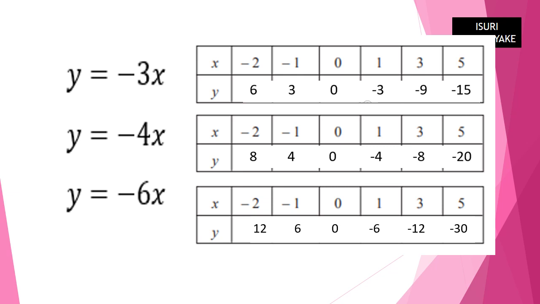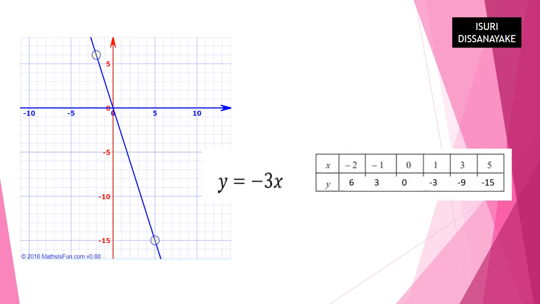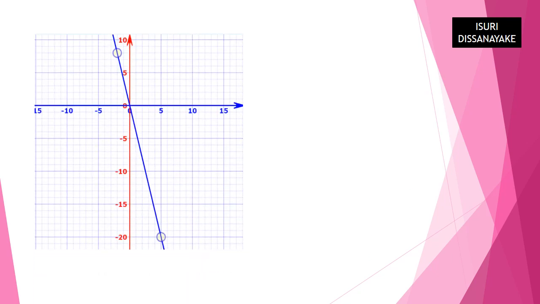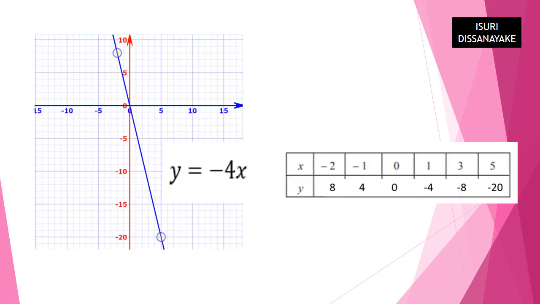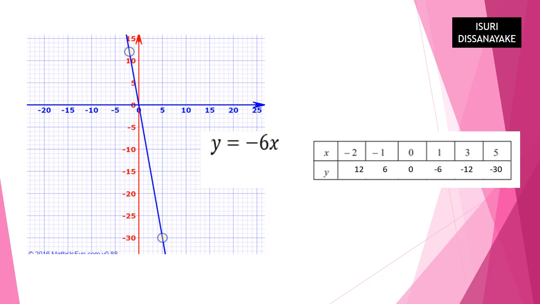Okay, so we can plot these x and y coordinates, join them, and draw the graph. So this is the y equals minus 3x graph, and this is the y equals minus 4x graph. You can see at minus 2 over here, it's minus 4 times minus 2, sorry, plus 8. And over here, at 5, it's minus 20. So you can see the next graph, that is y equals minus 6x.